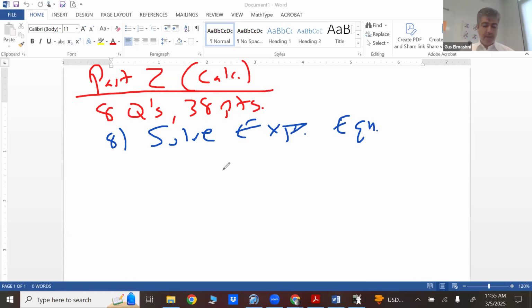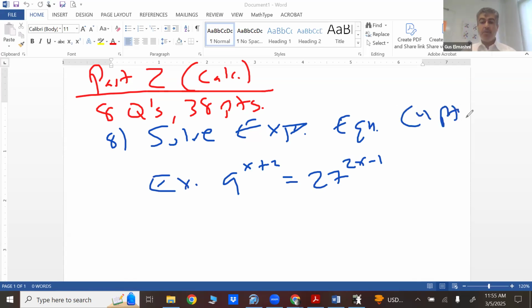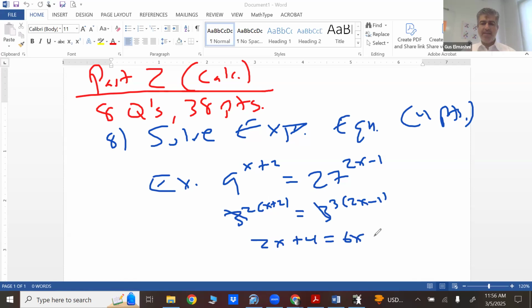It could look like this. Let's say we have, let me think here, 9 raised to the x plus 2 equals 27 raised to 2x minus 1. Okay, how do I do this, guys? How do I solve it? And by the way, this would be worth 4 points. So what's the base? 3. Good, good. So then these just go away. 2x plus 4.